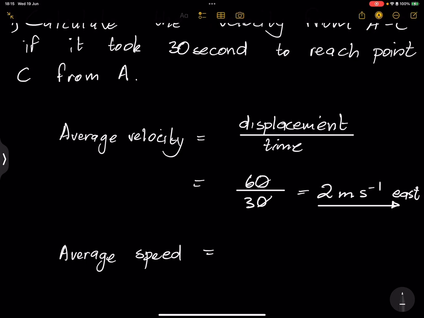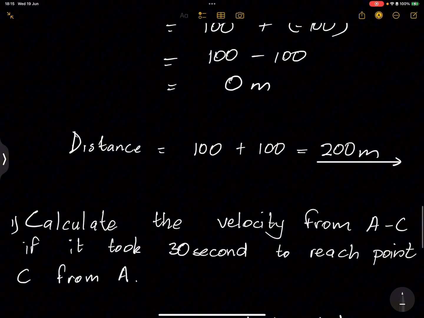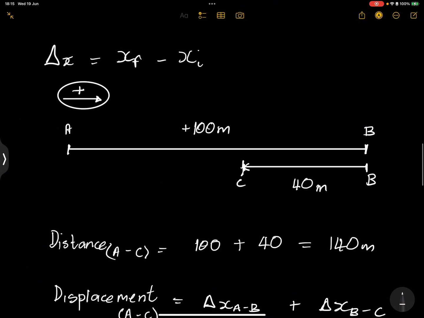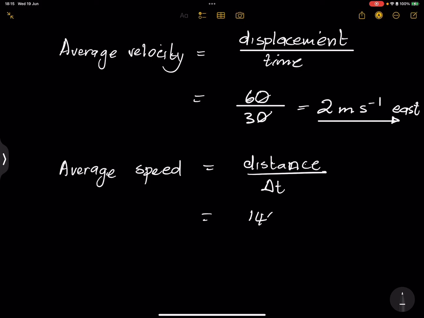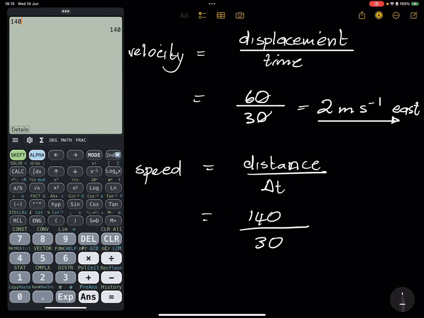But if I said to you, calculate the average speed, okay, so what does that give us? We would have said, well, that's going to be the distance divided by the change in time. And so the total distance from A till C would have been 100 plus the 40, the total path length. So that would have been 140 divided by the time that it took, which is 30. That would give us 4.67 meters per second.